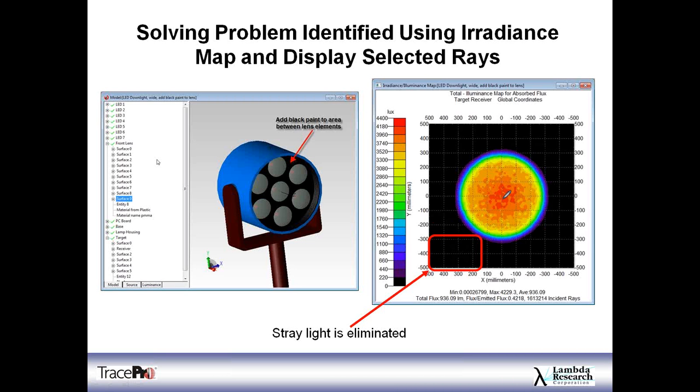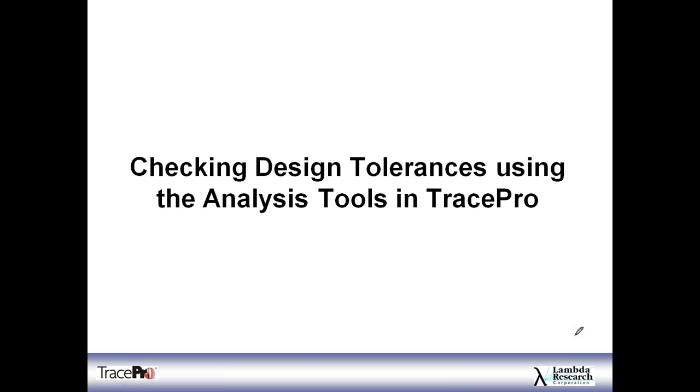So that's another way to use these tools here in TracePro to do some analysis and troubleshooting. Where is this stray light coming from? That can lead you in the direction of where you need to apply fixes to your model. And the last thing we're going to look at here is checking design tolerances using some of these analysis tools.